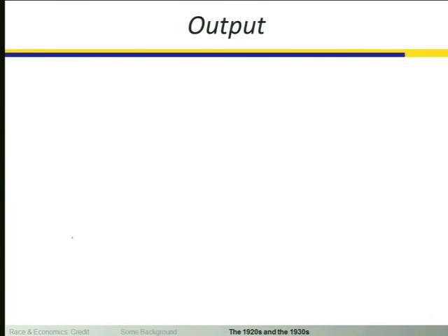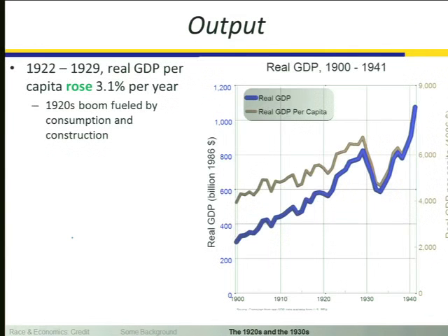Are you ready? Output. This is showing real GDP 1900 to 1941, and you can pretty easily pick out the decline, 1929 to 1930, and the first recovery. There's the second dip, there's the second recovery. So it goes down, comes back up, goes back down, comes back up again. Looking at the 1920s, not a bad decade.